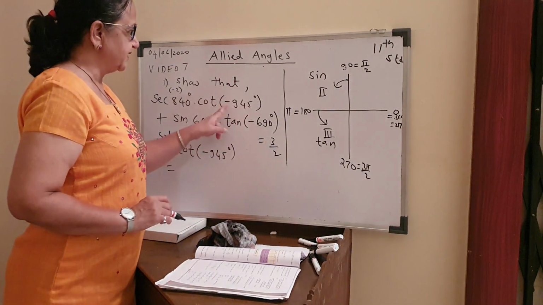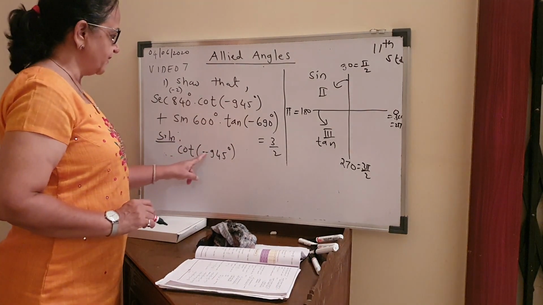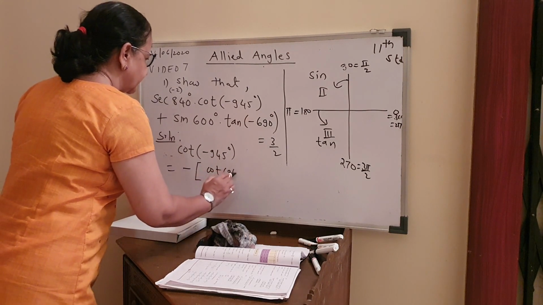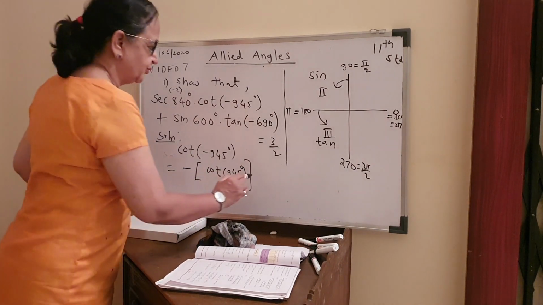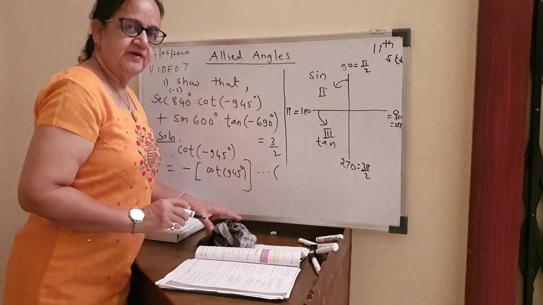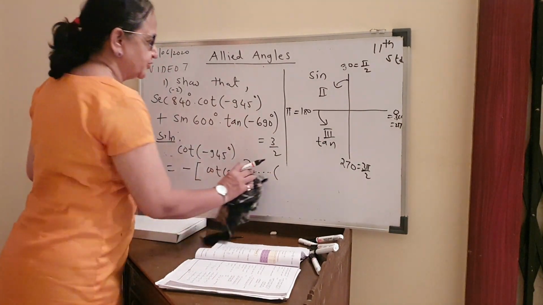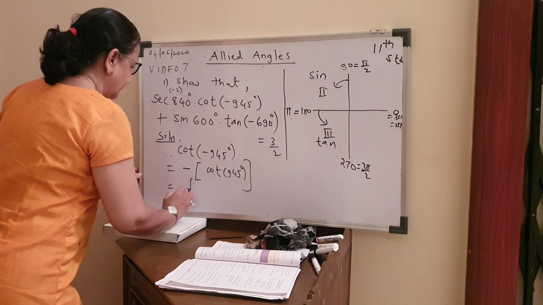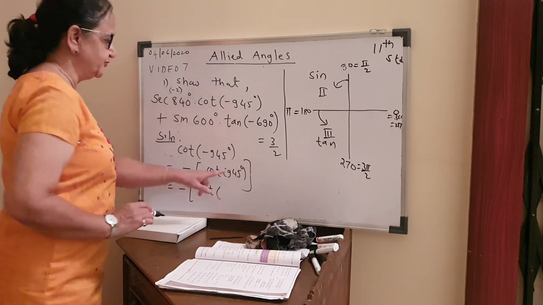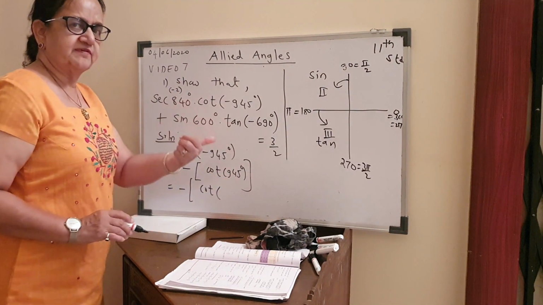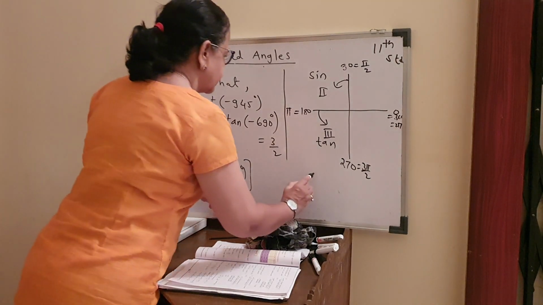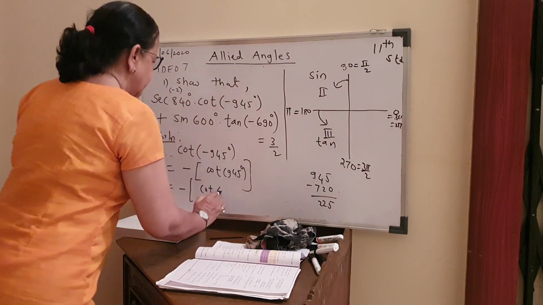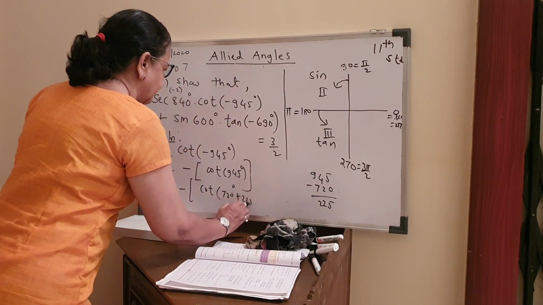Remember I told you, minus sign I shall never keep inside. So cot of minus theta is minus, then in the bracket I will say cot of 945. In your notebook put dots and in the bracket mention cot of minus theta is equal to minus cot theta. Right? Now minus sign outside and we go inside cot of 945. Either closer to 720 or even 1080. Let us take 720 again. 945 minus 720 is 225. So it is 720 degrees plus 225 degrees.